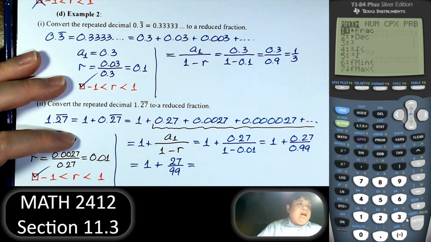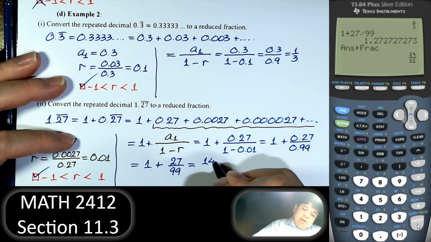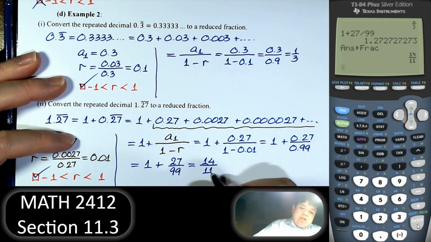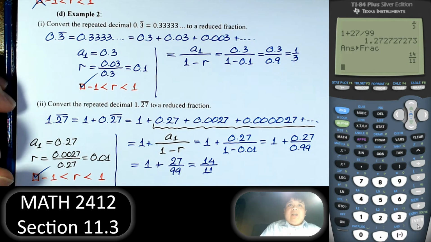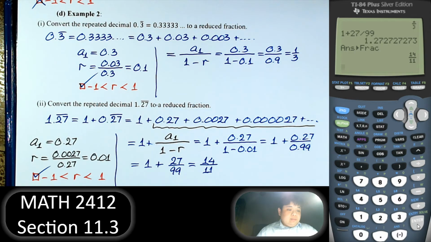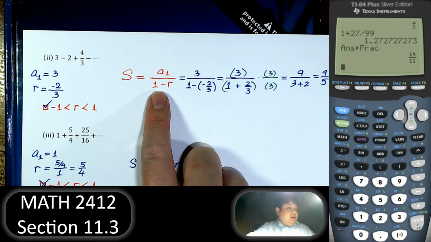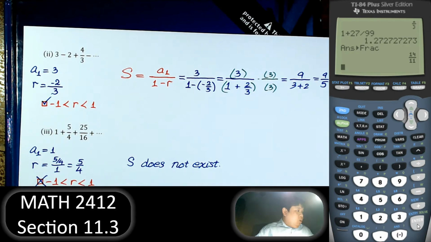And we can convert that to a fraction. It's 14 over 11. Of course, here we can reduce top and bottom by 9. That gives us 3 over 11. Right, so simple enough. So for the geometric series, the sum is that, but the ratio has to be between -1 and 1.